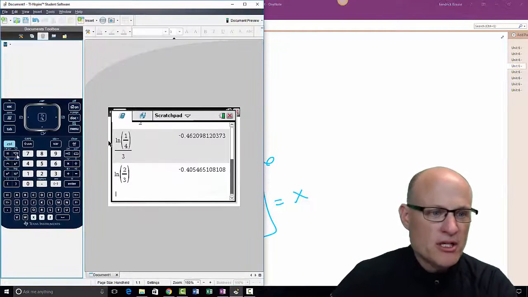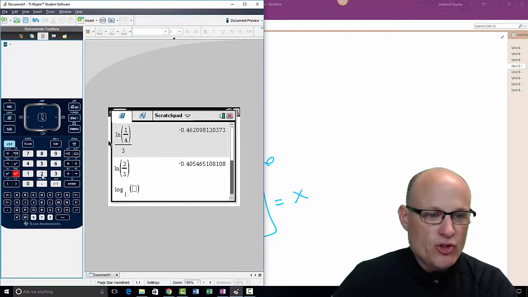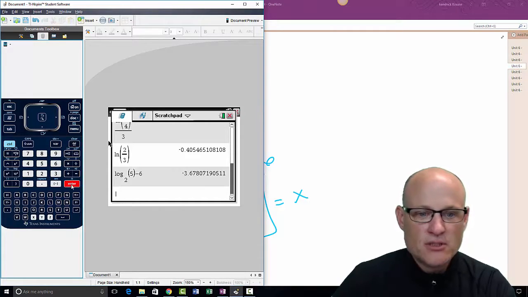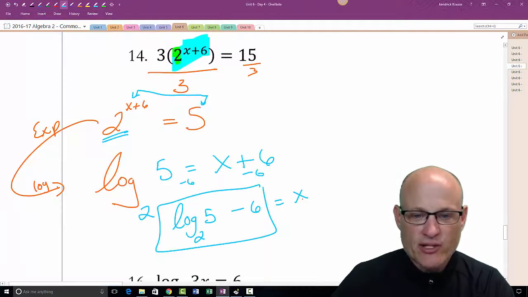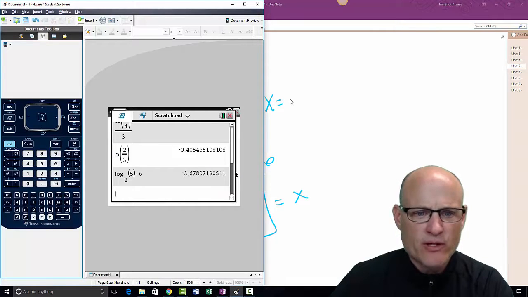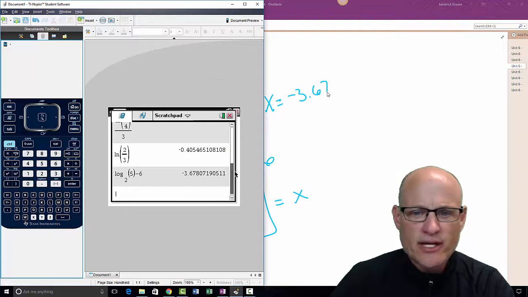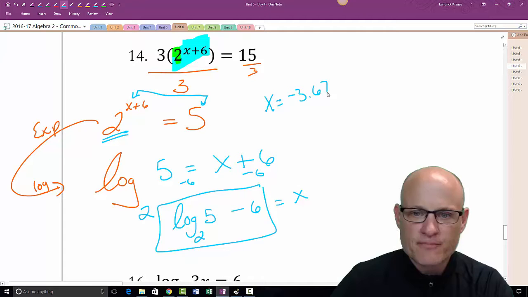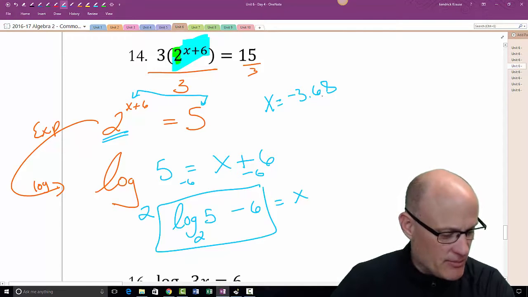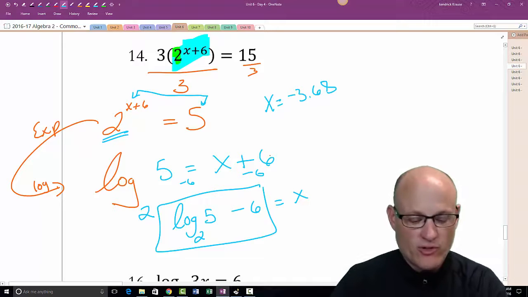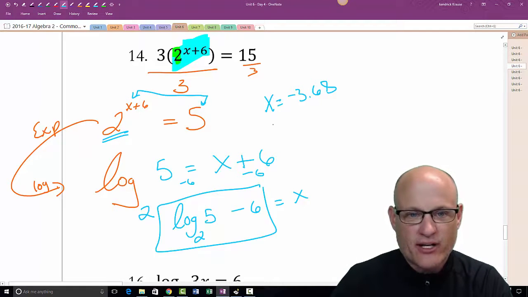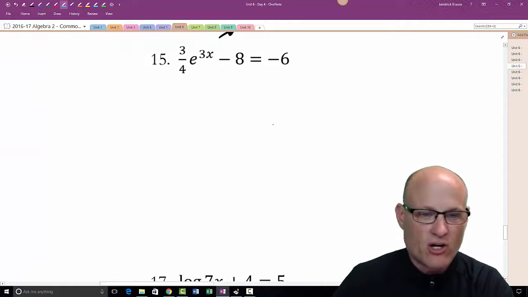All right, that's no problem. The log base 2 of 5, oops, not 25, of 5 minus 6 is negative 3.678. And since we said round to the hundreds place, we're just going to do it right away. X equals negative 3.68. And by the way, I haven't really been checking for extraneous solutions, but I should be. Actually, we don't have to check exponentials. I need to check logarithm functions. So we're going to check the next log function we have to do.